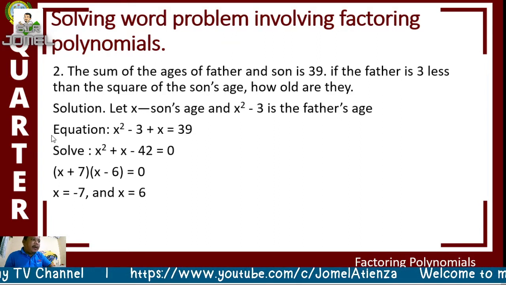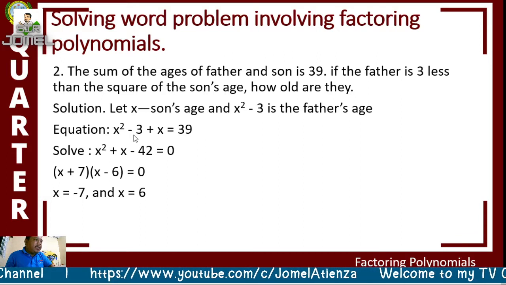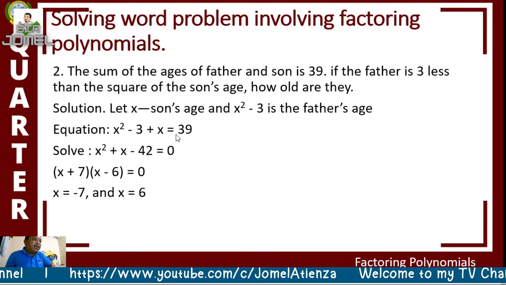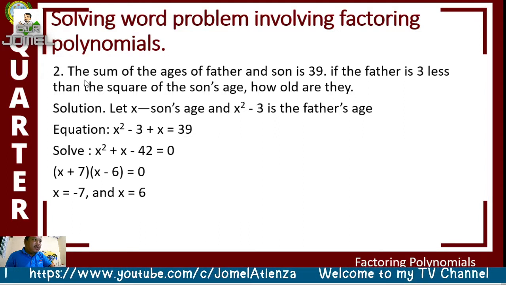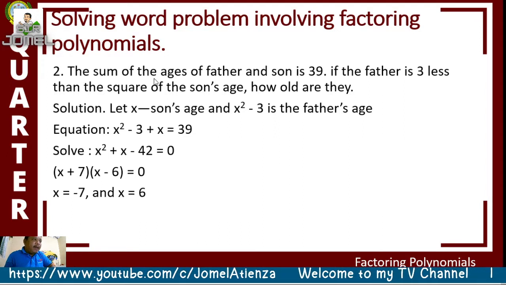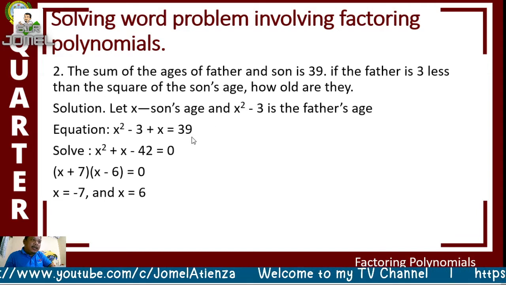So, therefore, we have now the equation as X squared minus 3 plus X is equal to 39. Bakit naging ganito? Kasi sa unang statement, the sum of the ages of the father and son is 39.